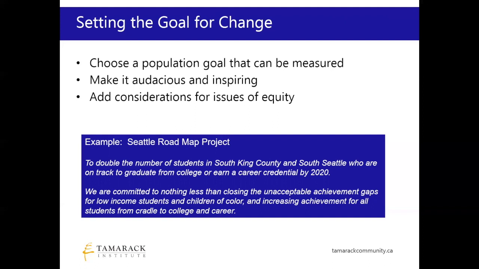So I think it's a really interesting way of framing their common agenda. And I love the second sentence in this example, which is we are committed to nothing less than closing the unacceptable achievement gaps for low-income students and children of color and increasing achievement for all students from cradle to college to career. And so you can see by that second statement that it is audacious and it is inspiring. So you might want to think about those components when you're scoping and setting the goal for change for your collective impact work.